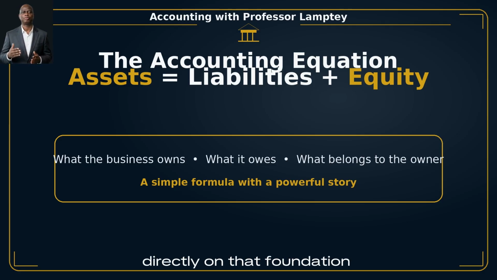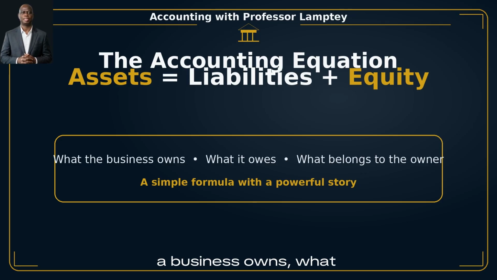Today, we are building directly on that foundation by looking at one of the most important ideas in accounting, the accounting equation. Here it is. Assets equals liabilities plus equity. At first, this may look like a simple formula, but do not let its simplicity fool you. This equation explains the financial position of every business.